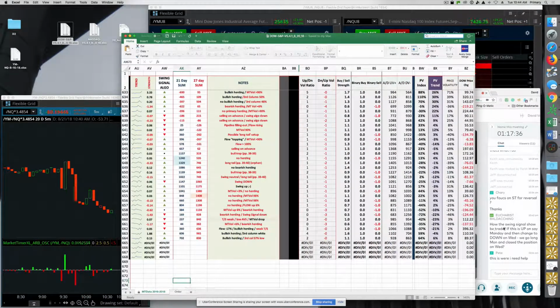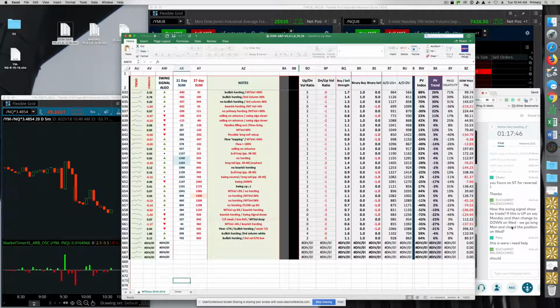Eucharist asks, how should the swing signal be traded? If this is up on, say, Monday, then changes down on Wednesday, we go long Monday and close the position on Wednesday.